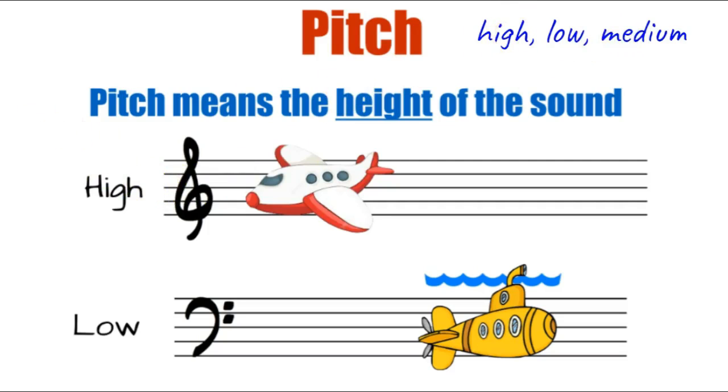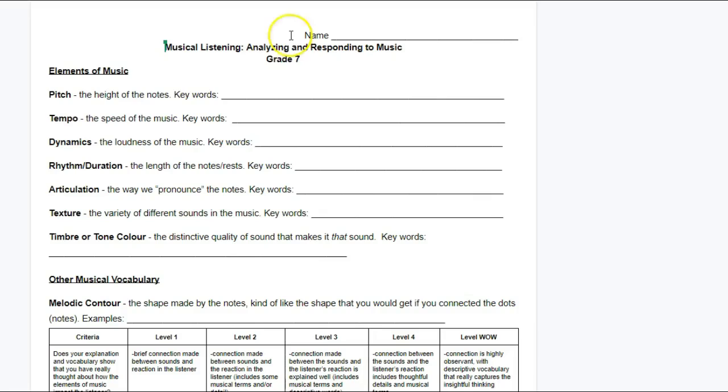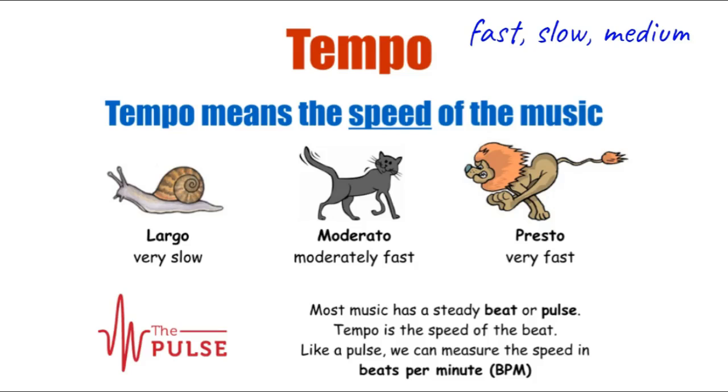So on your handout you should have high, low, and medium written down in the blank that's right next to pitch: high, low, and medium. The next musical term, actually we call these the elements of music. So the next element of music that I'm going to cover is tempo.